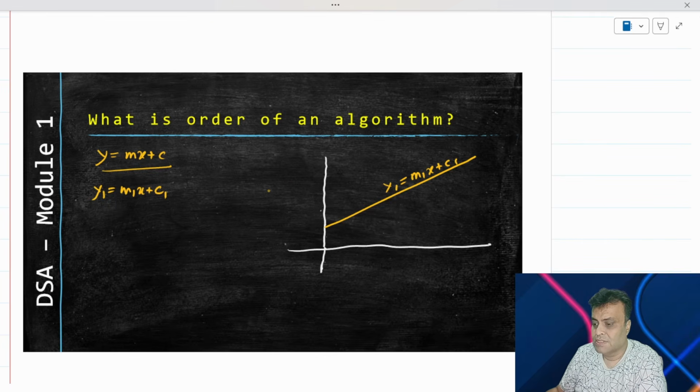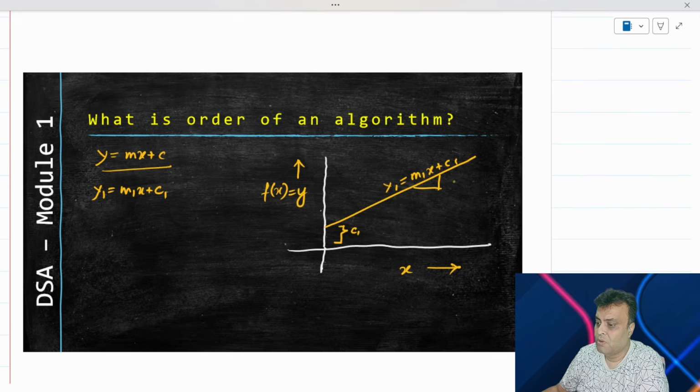And what is in this axis? This axis represents a function of x which is equal to y, and this axis represents x, right? I'm sure you are aware of it. This part of the curve is the intercept, which is your c1, and this part of the curve represents your slope, which is your m1. So m1 is your delta y by delta x. All this you would have learned during your class 10 days, and I hope you remember it. I'm just trying to jog your memories.